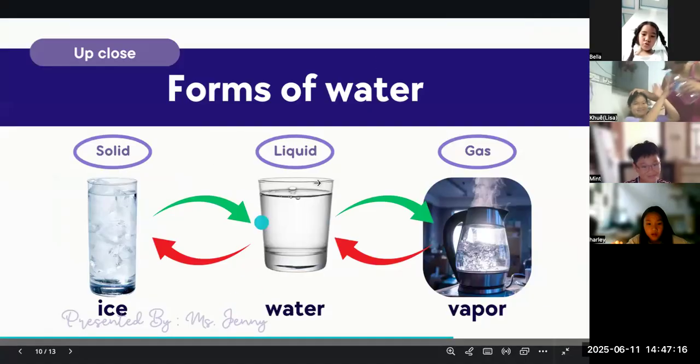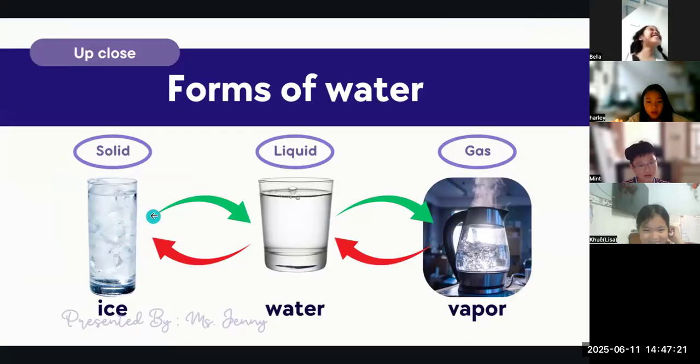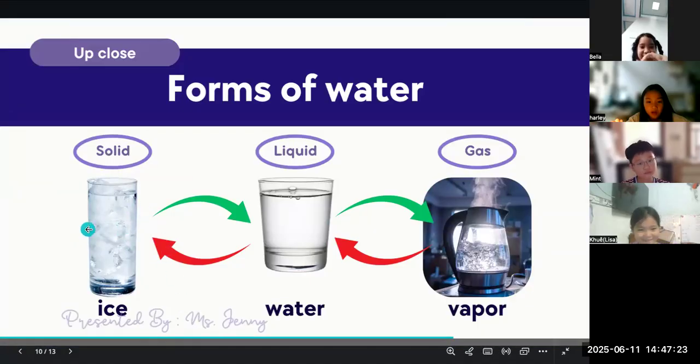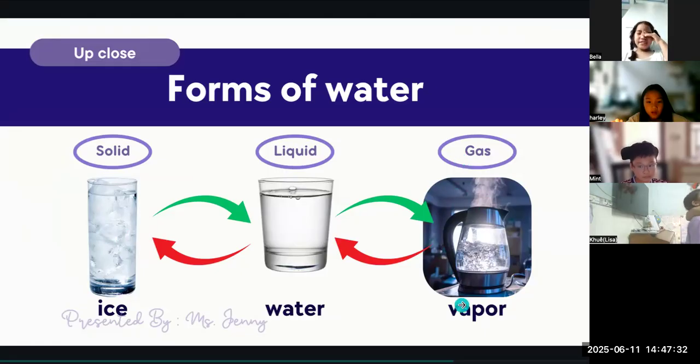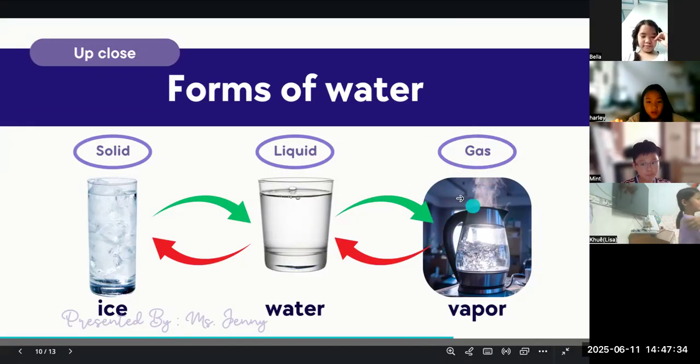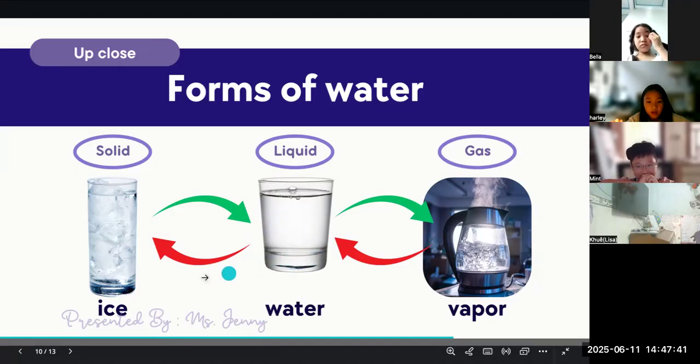Okay, so here are some forms of water. Here is ice. Ice will melt and turn into a liquid. Then the liquid becomes hotter and turns into a gas, or we can say vapor. When the gas turns cold, it will turn back into water. And then as it gets colder and colder, it will turn back into ice. And this water cycle happens over and over again.